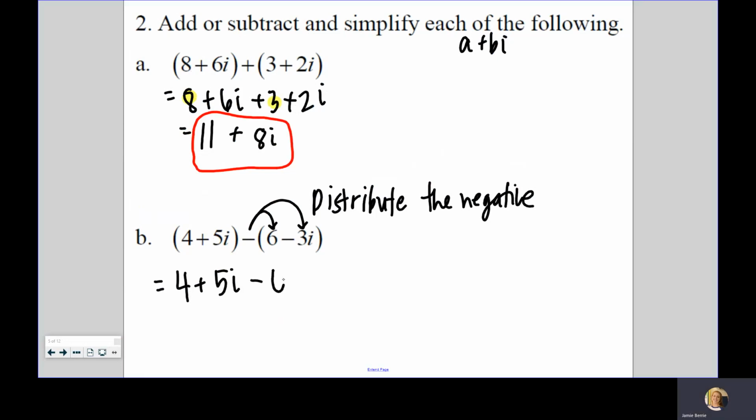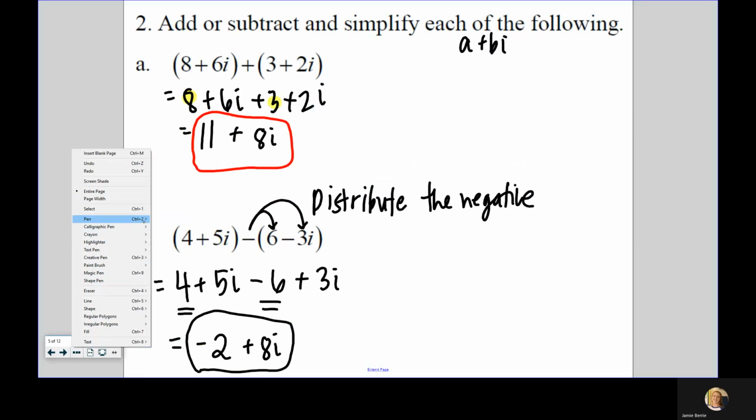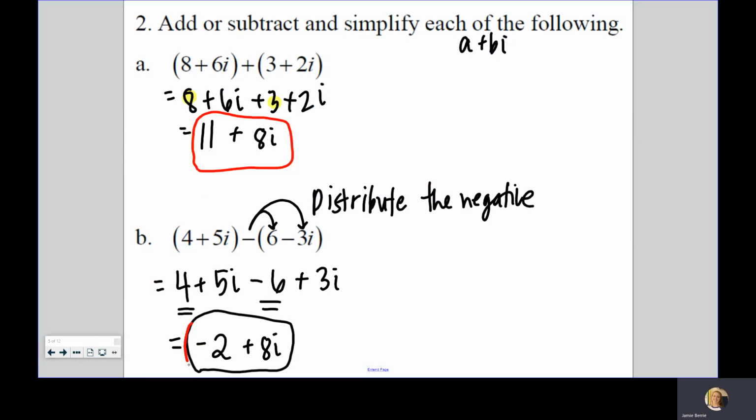So that's going to be minus 6 and then plus 3i. So we're distributing the negative. A negative times a negative gives you a positive 3i. All right, so go ahead and combine like terms. 4 minus 6 gives you negative 2. 5i plus 3i gives you 8i. All right, and again, we wrote it real part first, imaginary part second. I circled the other one in red.